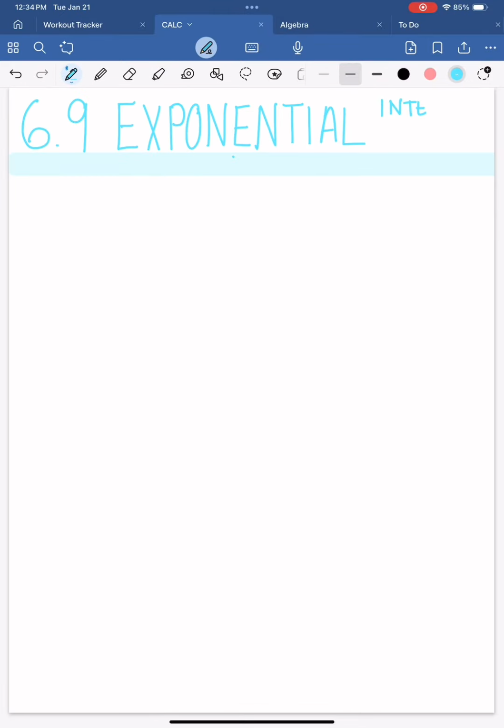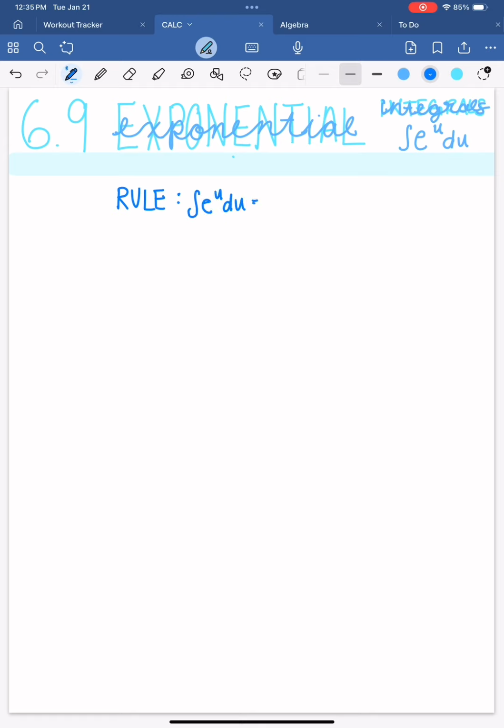Today we're going to talk about exponential integrals, 6.9 in the CED. Alright, so our rule, when we have the integral of e to the u du, is that it integrates to e to the u plus c. So our goal for any of these examples is to make it look like e to the u. U is always going to be the power.